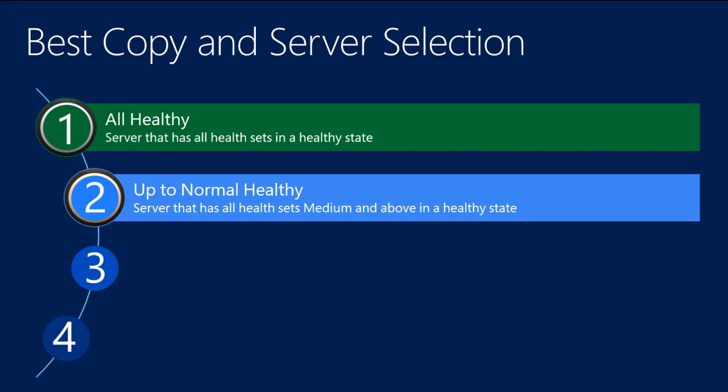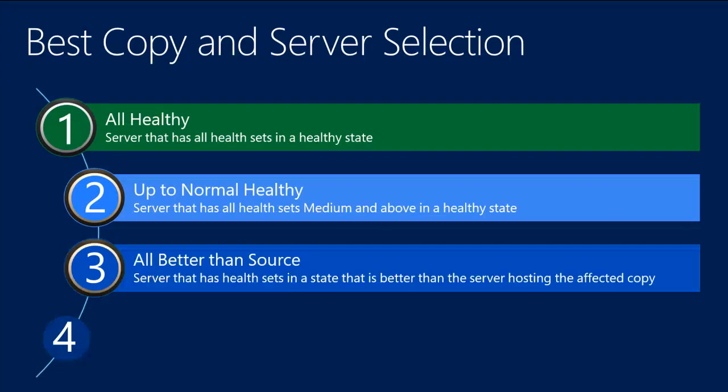So we look at all the health sets that have up to a normal priority, or what we call medium or above, and if we find them that are all in a healthy state, then this would be our candidate for activation. And if we can't find a server that meets that criteria, we will look for one that is all better than source. So again, we are looking at where the failure originally occurred, and we are evaluating that against the servers that may be candidates for activation. So if the original failure was, well, IIS crashed, and that took out a bunch of protocols, and now IIS isn't running, and we need to fail over, what that means is, we need to find a server that has IIS in a healthy state, in a better state than what the source was in.